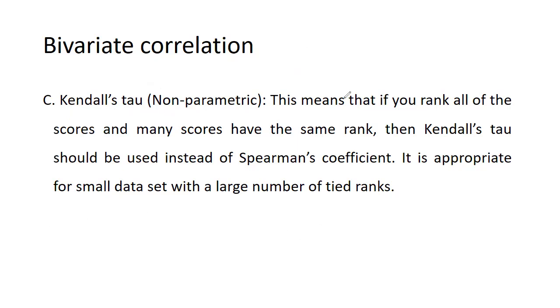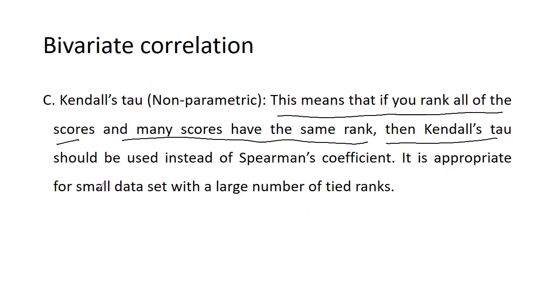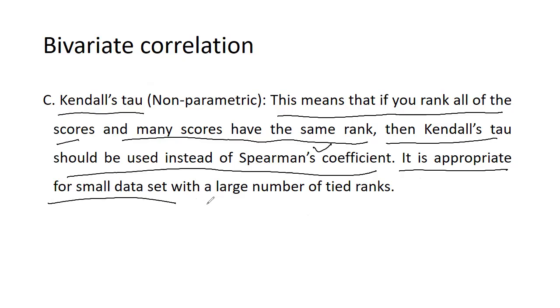So this means that if you rank all of the scores and many scores have the same rank, then Kendall's Tau should be used instead of Spearman's coefficient. All the results will be the same. You can apply either Spearman or Kendall's Tau, but if your data has ties, then we should use the Kendall's Tau method, which is again non-parametric. It is appropriate for a small data set with a large number of tied ranks.